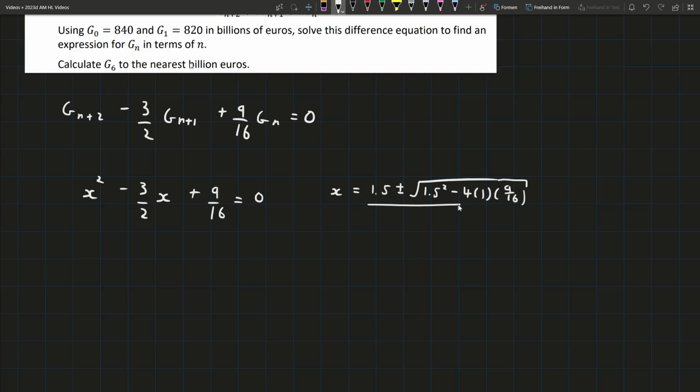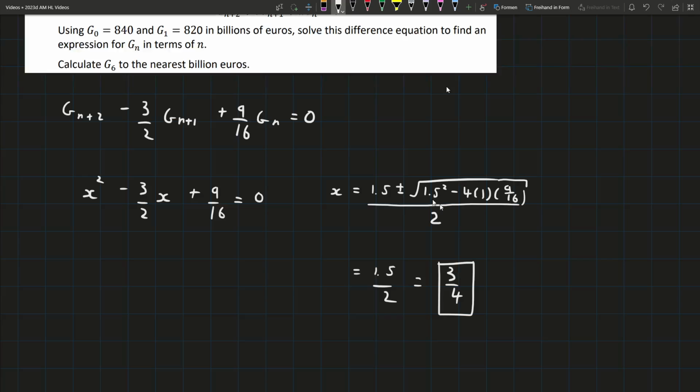All over 2 times a, and a is just 1, so over 2. So x equals 1.5 plus or minus, and the thing under the square root ends up being the square root of 0, which is just 0, so I'm just going to leave it out. So we actually just get 1.5 over 2. It's 0.75, or 3/4 is a nicer way of writing it.